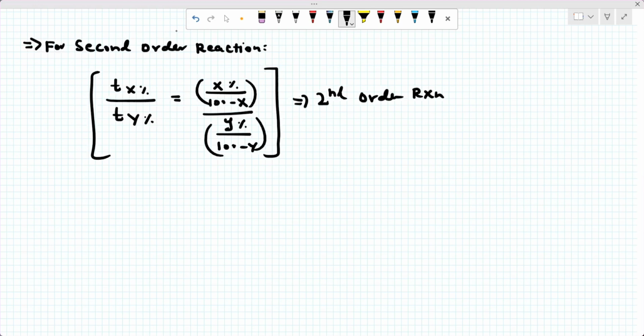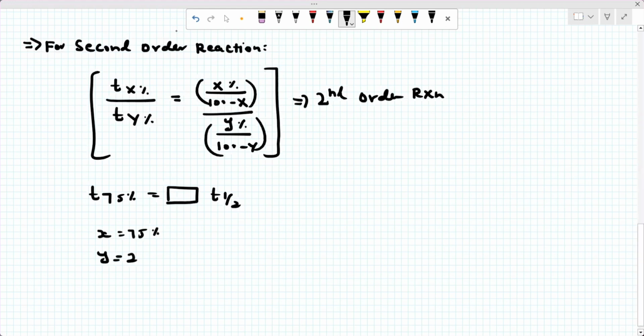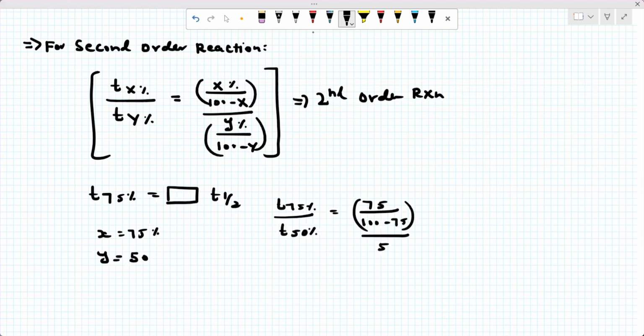Simple now, listen. T 75% is equal to how much time of T half? Now let's consider x equal to 75 and y equal to 50, T 50. Just apply this formula. Now what are we going to get? T 75% by T 50% is equal to 75 by 100 minus 75, divided by 50 by 100 minus 50. Yes or no?